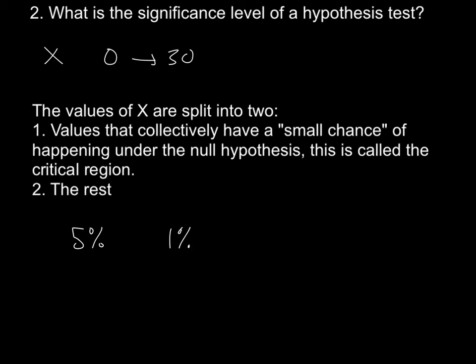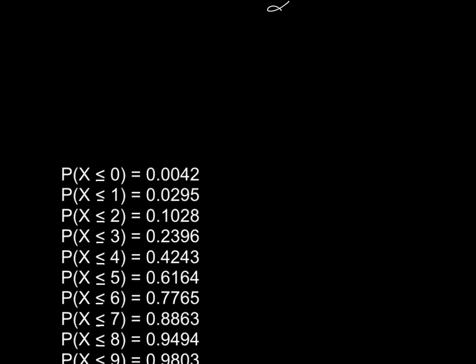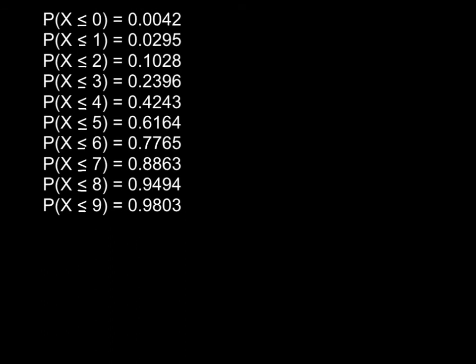Now this percentage is called the level of significance, and it's normally denoted by the Greek letter alpha. So alpha is your level of significance. So let's have a look at this on our dice example. Now I've calculated the cumulative probabilities of rolling a 6 in 30 rolls, up to 9 or less. So the probability of getting 0 or less, which is just 0, is 0.0042. So you can see that's very, very unlikely.